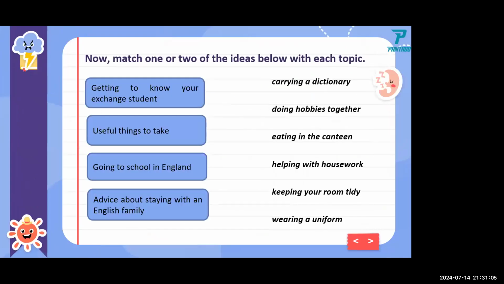Please match one or two ideas below with each topic. Okay, please try to put a line.